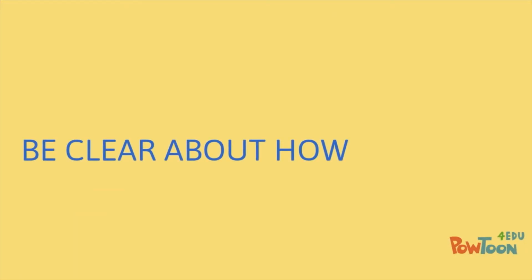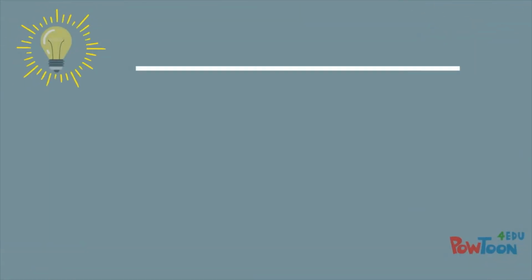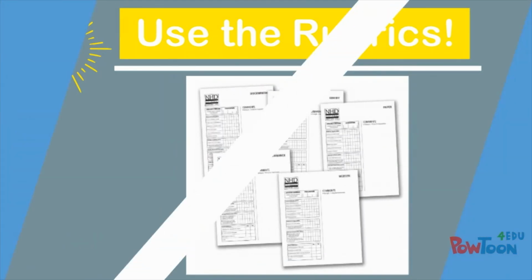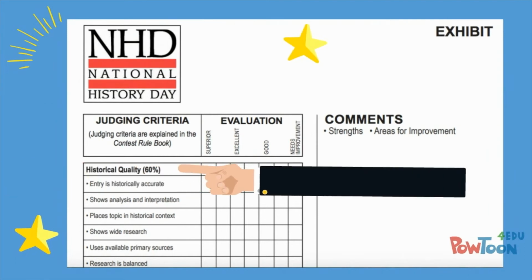Be clear about how projects will be assessed and share rubrics that will be used for scoring. Too often, students turn in beautiful-looking projects that lack analysis or interpretation because they weren't aware that 60% of their score is based on the historical quality of their work.